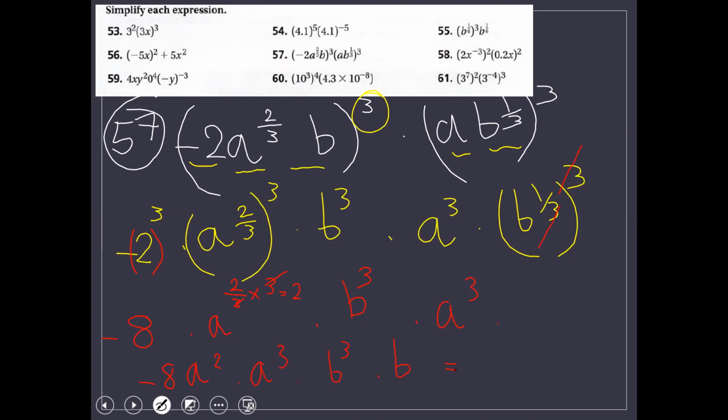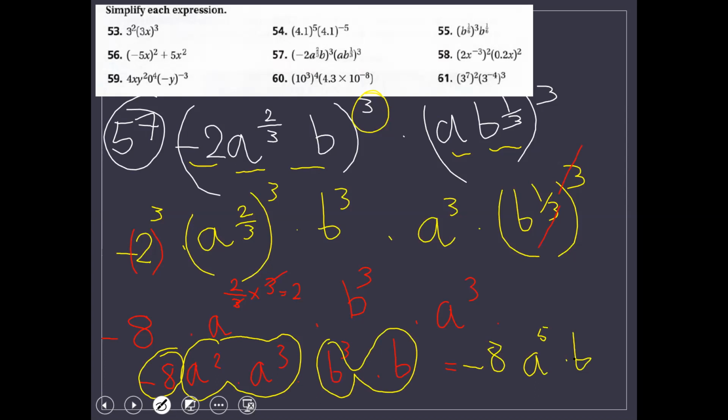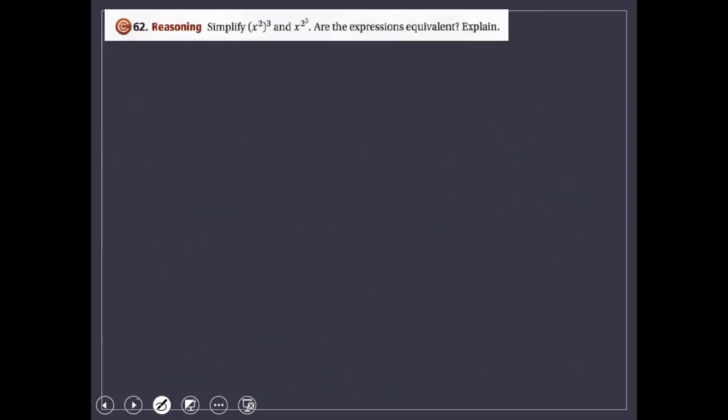Then, as you see, let's now try to simplify more and more. Negative 8, then 2 bases are multiplied. I will keep the base and I will add the exponents. 2 plus 3 is what? Is 5. And b times b is b, and 3 plus 1 is 4. So the answer now is negative 8, a raised to the power 5, b raised to 4. Let's now do number 62.